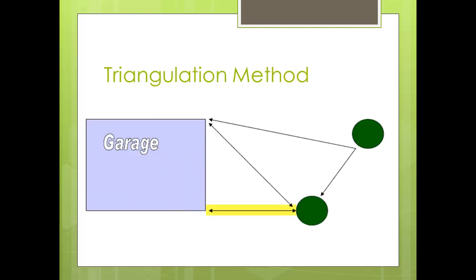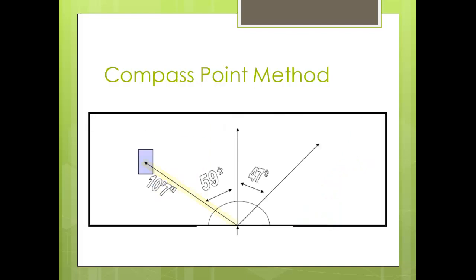The triangulation method is commonly used in outdoor scenes, but does have valuable use for indoor locations as well. Use straight line measurements from 2 fixed objects to the evidence item. That will create a triangle with the evidence in the angle formed by the 2 straight lines. When using the compass point method, use a protractor to measure the angle formed by 2 lines to the evidence item.